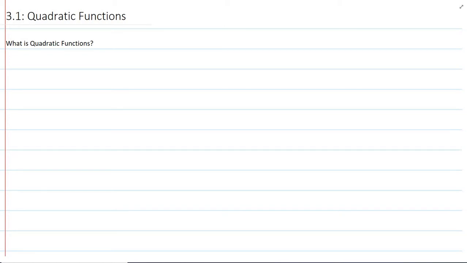Hello guys, today we're going to study 3.1 quadratic functions. The first question is, what is a quadratic function? Let's take a look. Let me just go ahead and write it down.